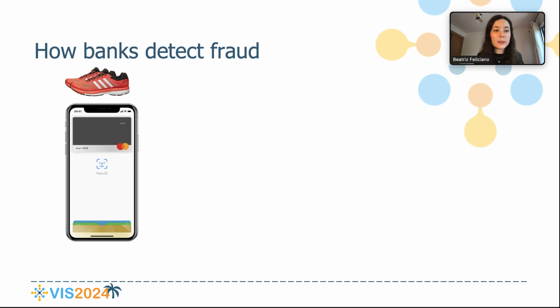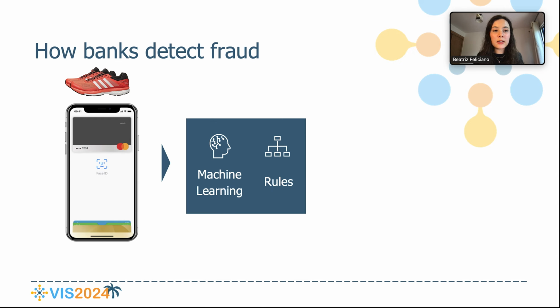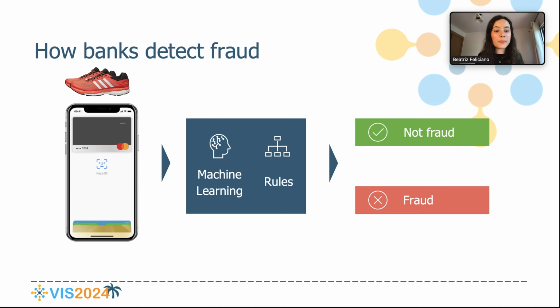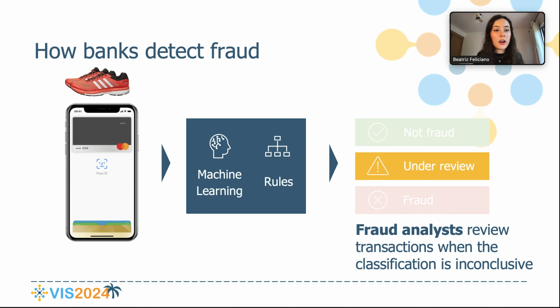Imagine that you are buying a pair of sneakers. Chances are that your transaction will go through a system that, combining machine learning and rules, will automatically classify a transaction as either not fraudulent or as fraudulent. But there are some cases where the system is not sure of the classification of your transaction, and in those cases it will generate an alert, which means that a person, a fraud analyst, will need to manually review the data and classify the transaction.